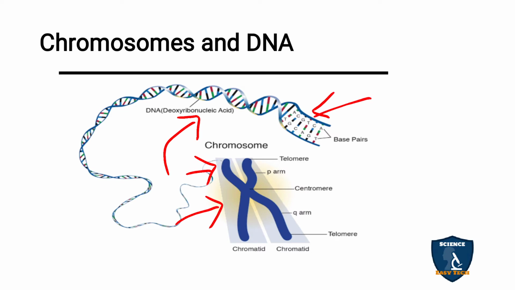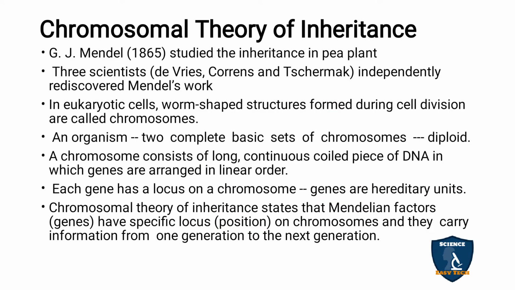that is, a double-stranded structure, a double helix. The center part of the chromosome is called the centromere. The upper part of the chromosome is called the P arm and the lower part is called the Q arm, and these two arms are joined at a point called the centromere. Next we move on to the topic in detail.